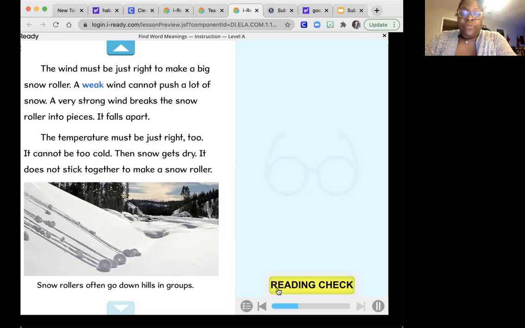Snow rollers often go down hills in groups. As you can see in this picture, that's what it says. You look at the caption, it says that it goes down in groups, and in the picture, that's what you see. Let's check our reading.